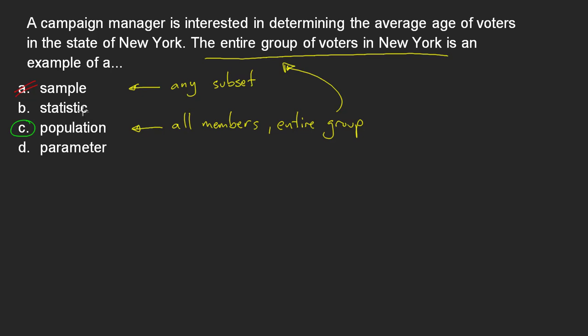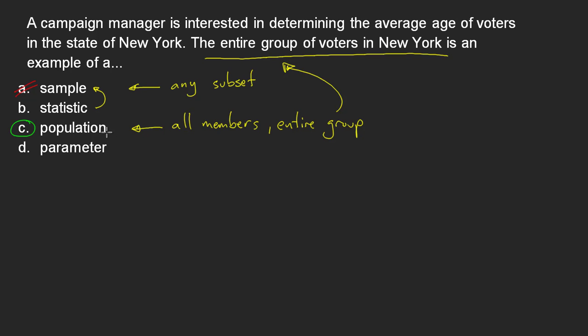Now, these other two options, statistic and parameter, we'll deal with those more in another question, but basically a statistic is some kind of characteristic or property of a sample. For example, if I took a sample of people and I measured their average height, that would be called a statistic. Not because it's an average, but specifically because it is something that describes my sample.